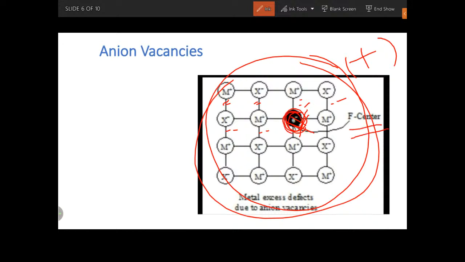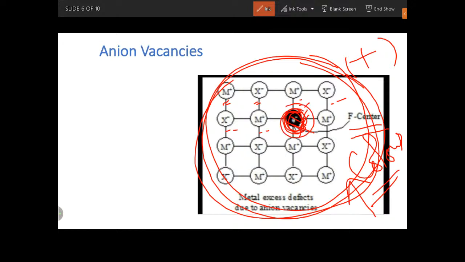Why F center? Because this electron will impart color to this compound. So whenever you have free electrons like this, you will observe color. Am I clear with anion vacancies? Please do comment. I hope I am clear.